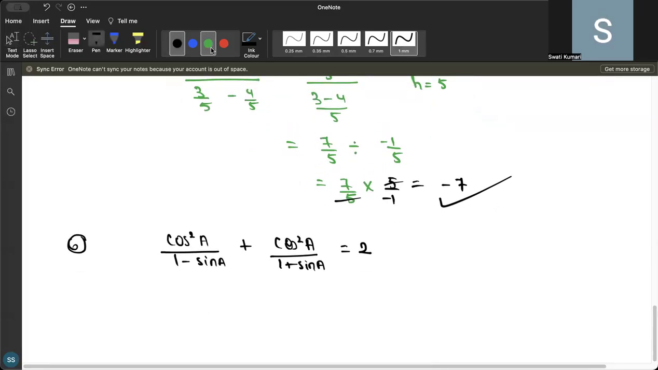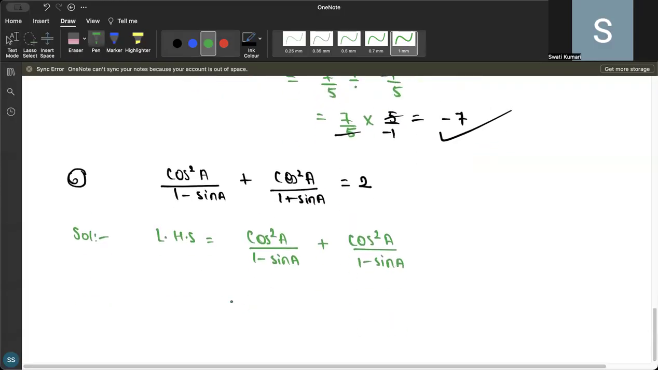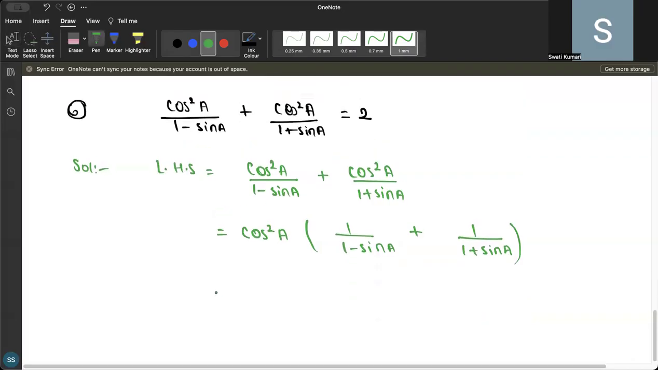Now here to solve this, first I can clearly see that cos square A is in both the terms. I'm going to start from the LHS. So in LHS we have, I'm just rewriting the same thing, cos square A upon 1 minus sin A plus cos square A upon 1 plus sin A. Here I'm going to take the cos square A common first. So if I take cos square A common, inside I have 1 upon 1 minus sin A plus 1 upon 1 plus sin A. After this, what I'm going to do, I'm going to simplify the bracket part. So this is cos square A as it is.